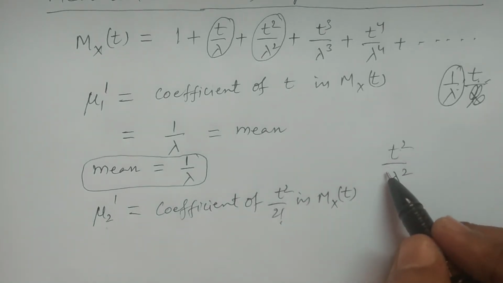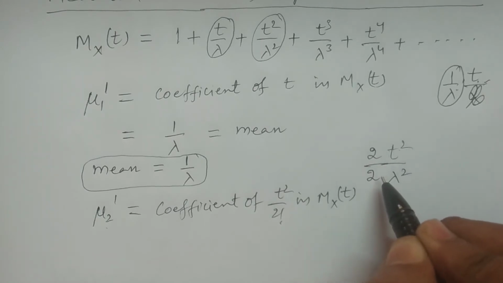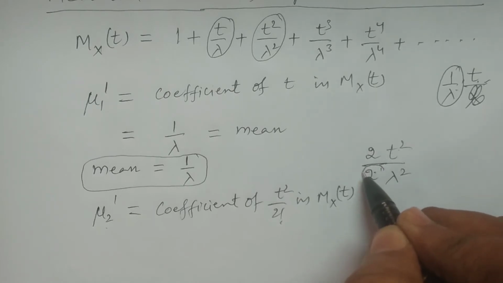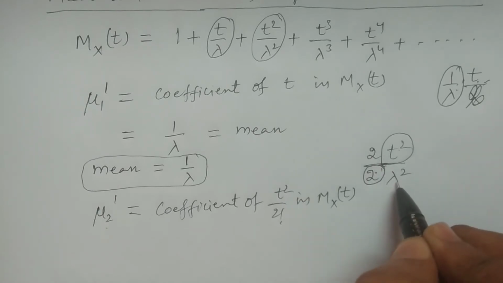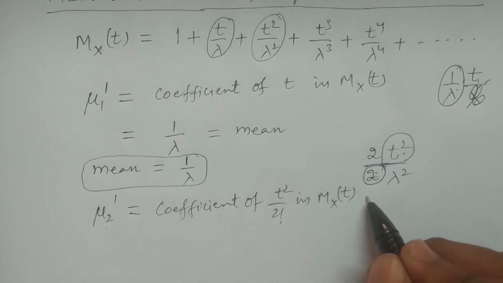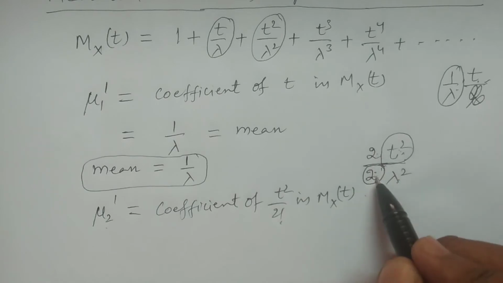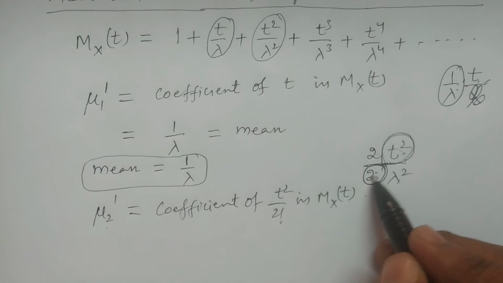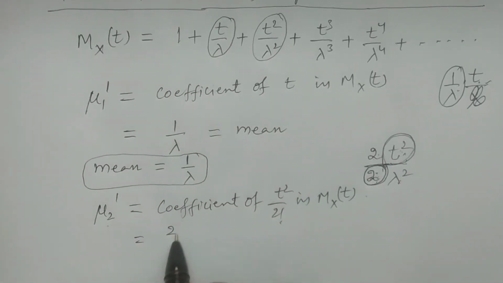But 2! is not here, so you multiply and divide by 2, that is 2 into 1, which is 2!. So I am multiplying and dividing by 2: t^2/lambda^2 into 2/2. Therefore t^2/2! is this, and the coefficient is 2/lambda^2. So mu2' is equivalent to 2/lambda^2.